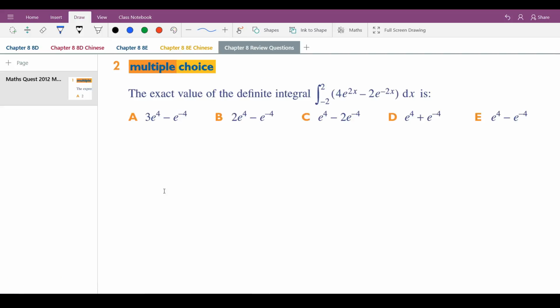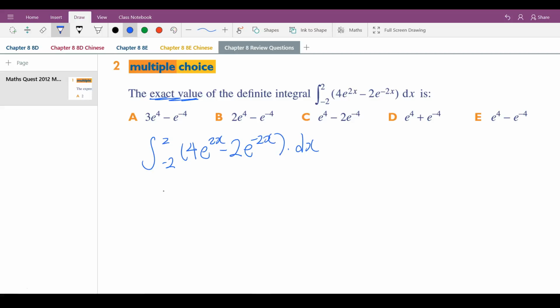Alright, here's the second one. It's still multiple choice. The exact value of the definite integral, integrating from -2 to 2 the function 4e to the power of 2x minus 2e to the power of -2x, integrating with respect to x, is... alright, so we're looking for the exact value. So we should keep some of the e's as they are. Alright, let's just integrate that: from -2 to 2, 4e^(2x) minus 2e^(-2x).